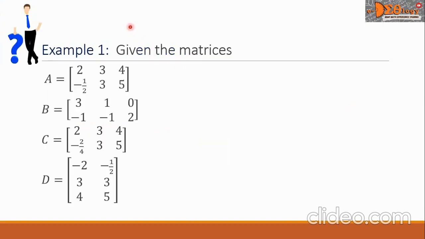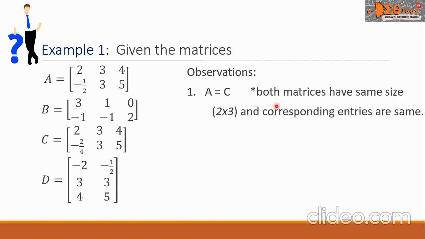Let's have example 1. Given four matrices, capital A, capital B, capital C, capital D. We're going to compare this matrix A to the three other matrices. We have number 1. Matrix A is equal to matrix C. Both matrices have the same size, that is 2 by 3, and corresponding entries are the same.